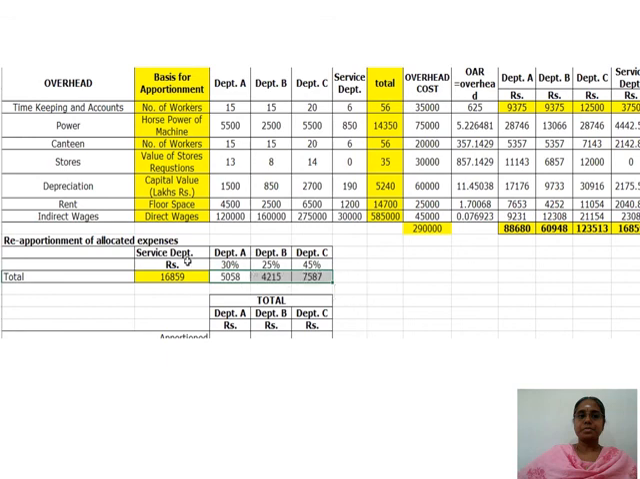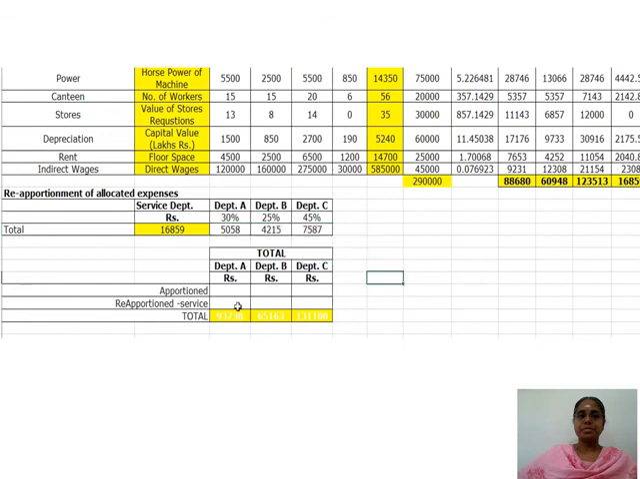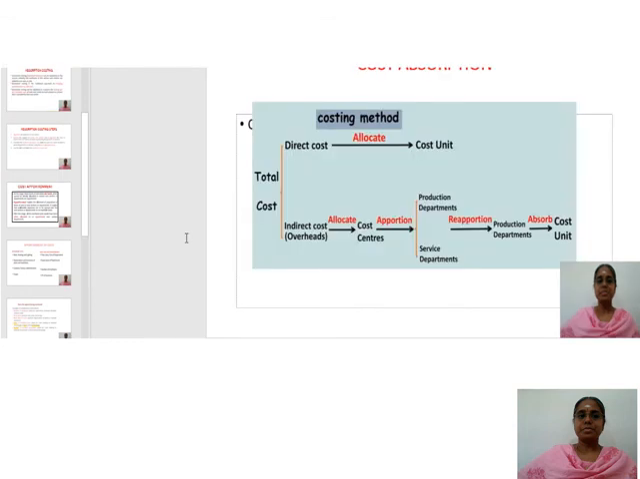So now this service department cost is reapportioned to department A, department B and department C. So now you're finding the total already apportioned values. You have to enter from here. These are the apportioned values, and the reapportioned values from the service department is entered, and you are finding the total for department A, department B and department C. So this is how you have to find it, so after apportioning we have the same here in this slide.